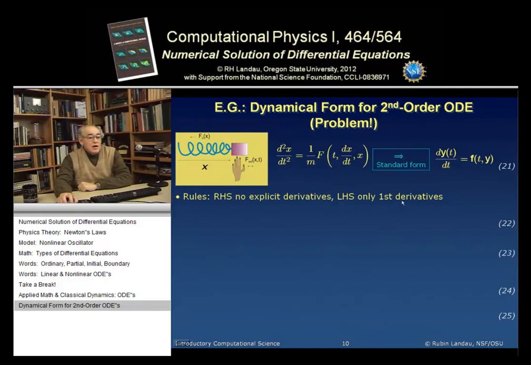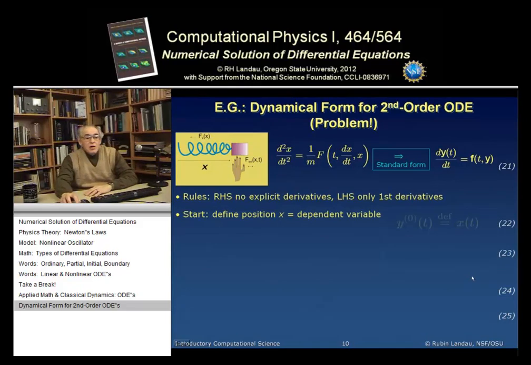First one's easy. The right-hand side in the standard form equation 21 cannot have any explicit derivatives, okay? And the left-hand side can only have first derivatives. So those are the rules. We have to follow that, and you remember those rules. I'll write it down here. You'll have to go and program it up at some point in your life anyway. And then you have to remember those rules, okay? The method won't work unless you do that.